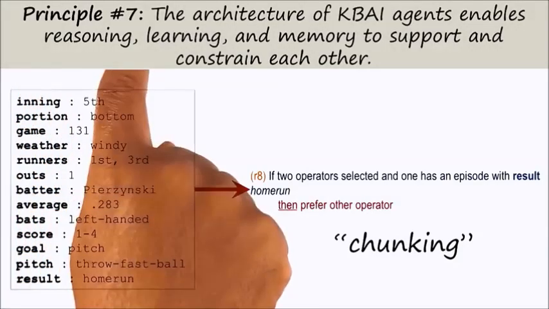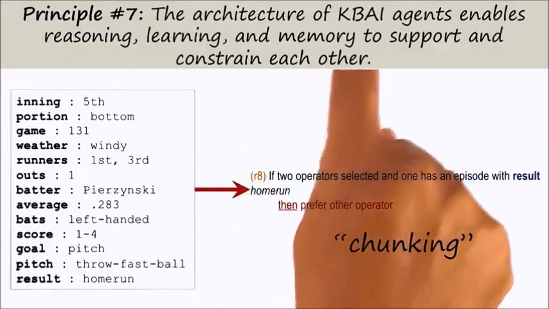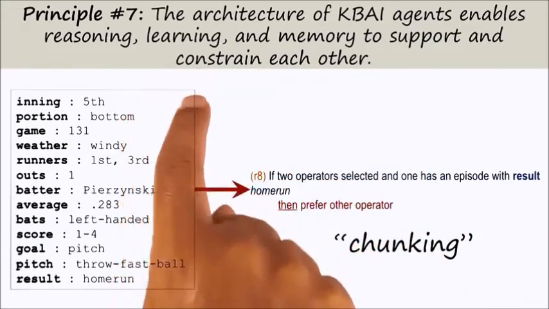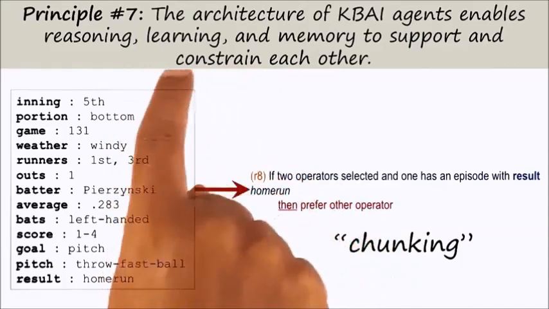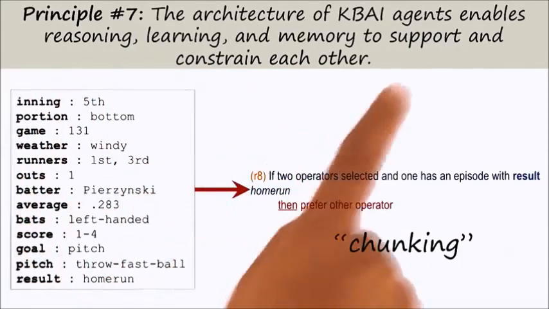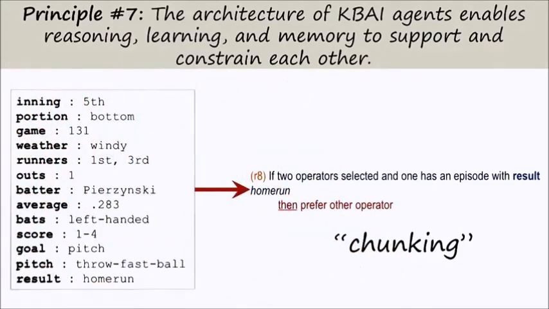When reasoning failed and an impasse was reached, then memory provided some episodic knowledge, and the learning mechanism of chunking extracted a rule from that episodic knowledge, and that rule broke the impasse and reasoning could proceed apace. This was a clear example where reasoning, learning, and memory came together in a unified architecture.